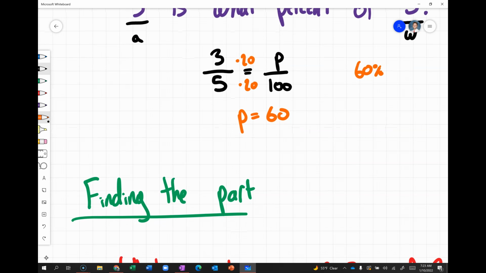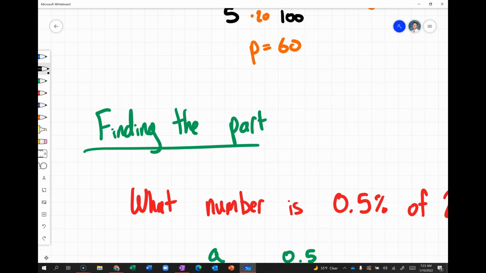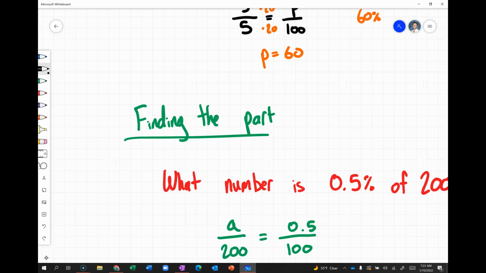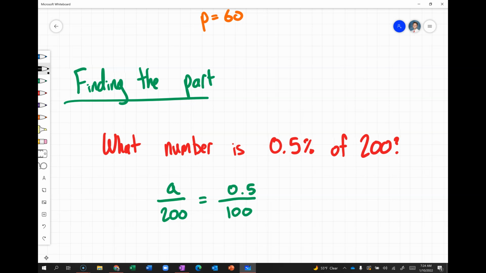Now we can use the same percent proportion to find the part. The part is A. This one says, what number is 0.5% of 200? This time the number, the part, is A, and that's what we're solving for. 200 is W, our whole, and 0.5% means our P, our percent, is 0.5.